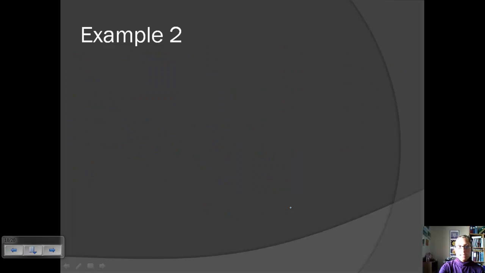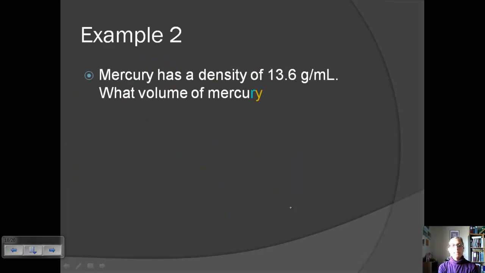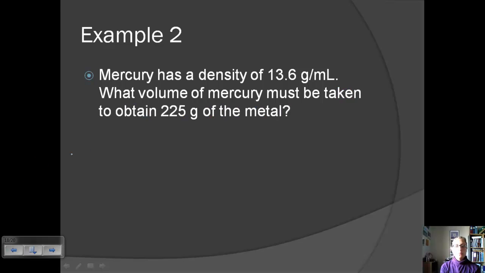Okay, let's take a look at a second example. Mercury has a density of 13.6 grams per milliliter. So as I'm reading the problem, I'm going to write down all of my knowns and unknowns. So density is 13.6 grams per milliliter. Okay, these are basically glorified story problems. So it's really nice to be able to pull all the information out so that you don't have to go back into the problem to find it. Okay, it says what volume of mercury, so we're looking for volume, must be taken to obtain 225 grams of the metal. So mass is 225 grams.